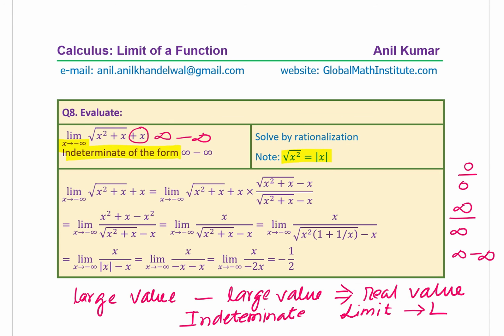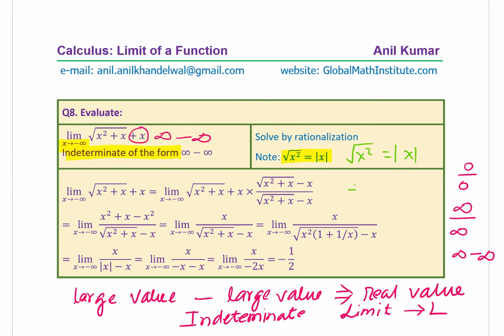Well, square root of x squared is not x. Many students think that square root of x squared is equal to x. Now this is incorrect. It is absolute value of x. You understand why? Let me take an example here.